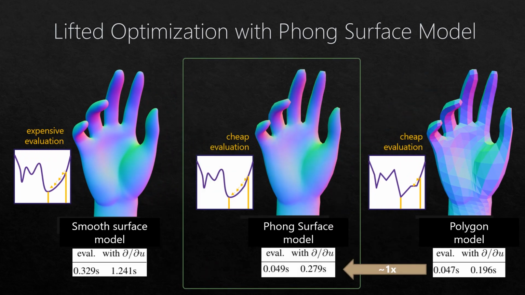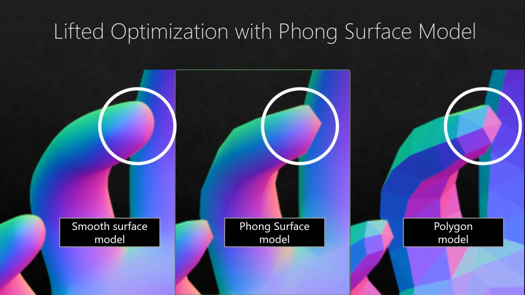To do so, we introduced a new surface model, the Phong surface. It's nearly as cheap to evaluate as a polygon mesh, but preserves the benefits of lifted optimization, that is, fast convergence with fewer data points. The inspiration for the Phong surface comes from the Phong shading technique in computer graphics. The idea is to use the polyhedral surface model, but to interpolate the surface normals.